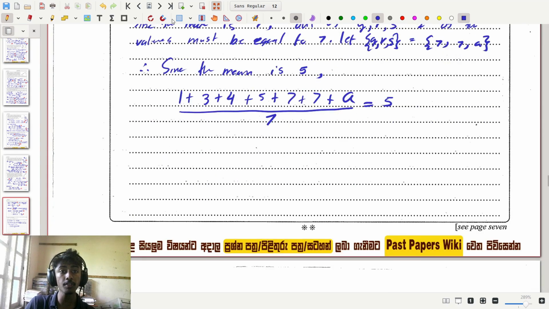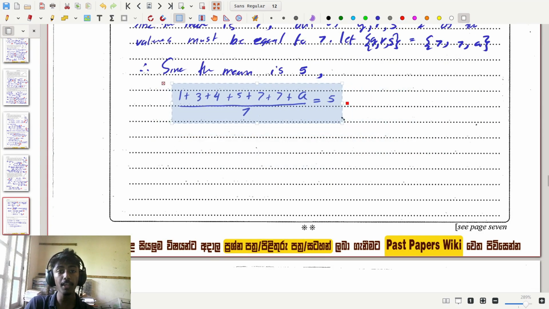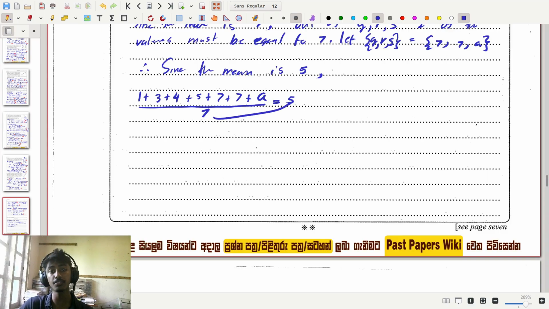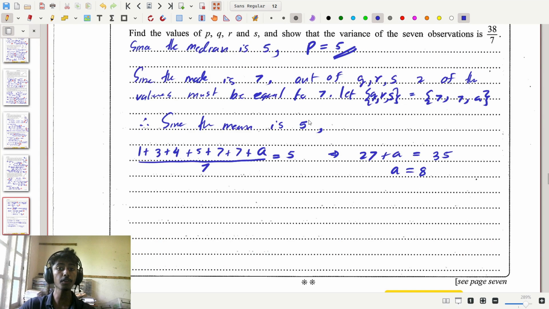Now considering this, if we simplify, we have 1 plus 3, which is 4, plus 4, which is 8, plus 5, which is 13, plus 7, which is 20, plus 7, which is 27, all divided by 7, plus A over 7 equals 5. If we multiply both sides by 7, on the left hand side, we get 27 plus A equals, on the other side, 5 times 7, which is 35. And if we subtract 27 from both sides, we get 35 minus 27, which is 8 on the other side. So A is equal to 8. Therefore, our mystery value of A is 8. So out of the 3 values Q, R, and S, 2 of them are 7 and the third value is 8.